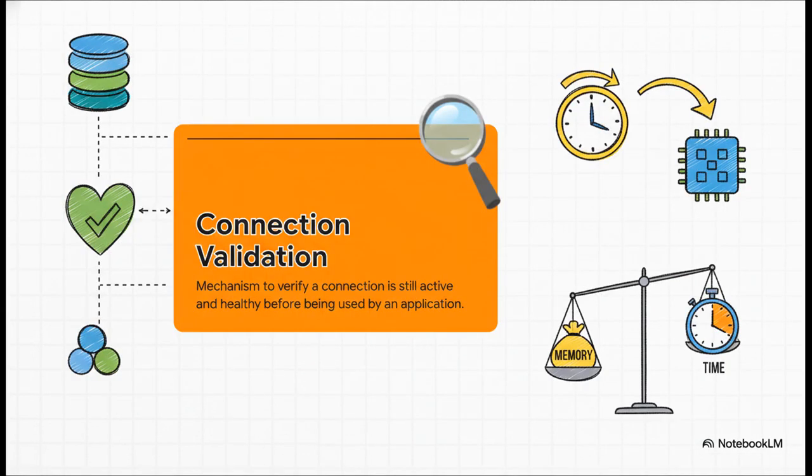Okay, so this is super important. Once we've paid that high price to get these connections, we have to make sure they stay healthy while they're sitting in the pool. A connection can go stale. Maybe a firewall in the middle just silently dropped it, or the database server restarted. Connection validation is our health check. It's a tiny, super-fast query, something like select one, that the pool runs on a connection right before it hands it over to your application.